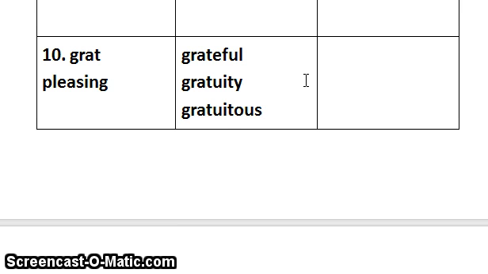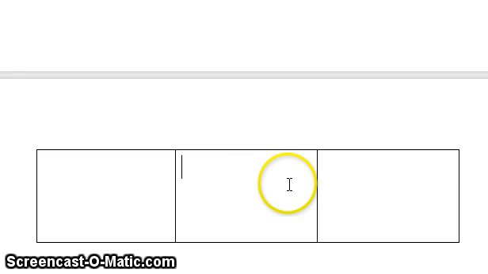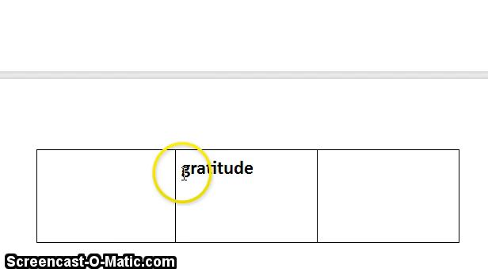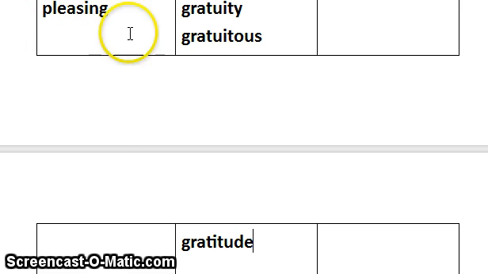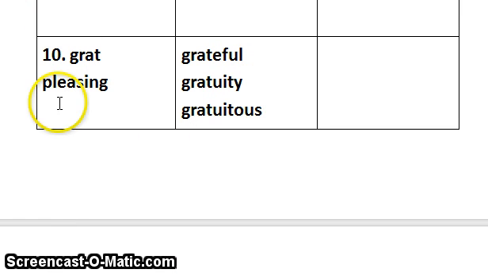And how about gratitude? I'm going to have to scroll down here. Gratitude means your thankfulness or your feeling that something pleased you. You say please and thank you, and that's what grat means. Grat means please, and all the words sort of mean that you're thankful for it.